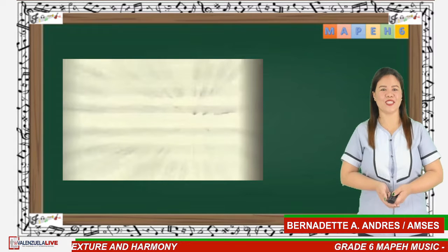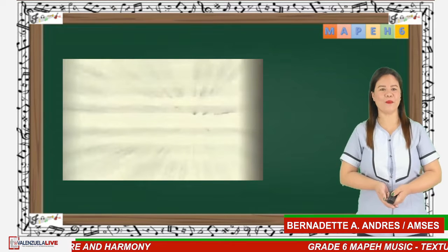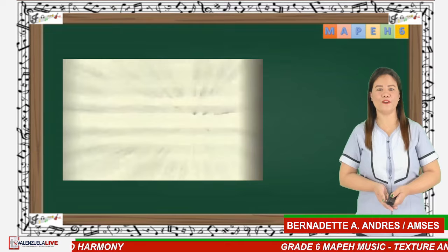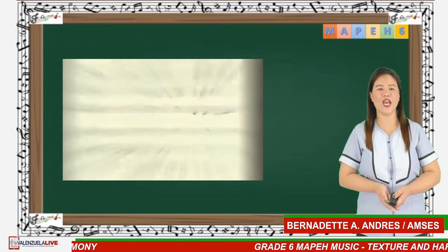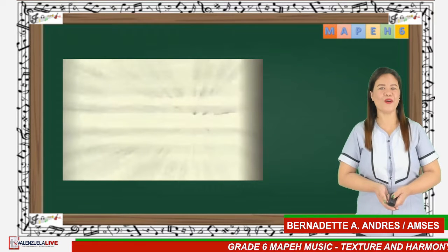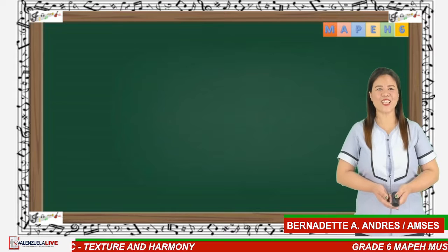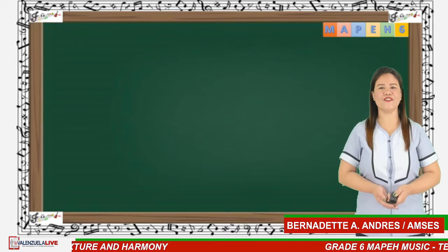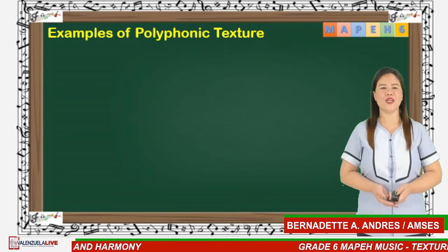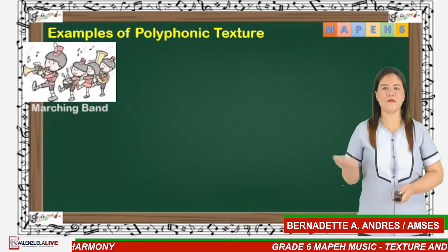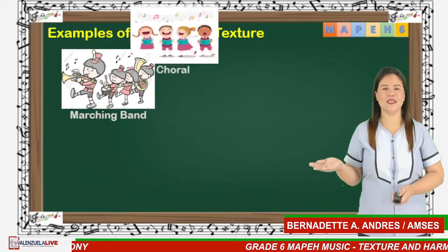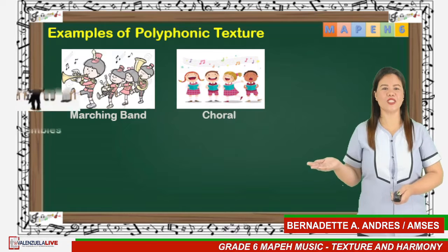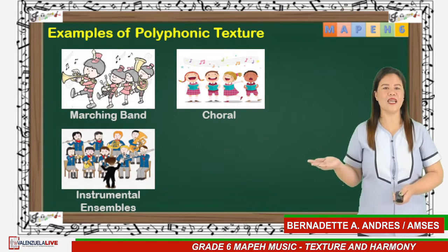If your answer is, it has the complex sound compared to monophonic and homophonic, you got it. You are correct. Polyphonic texture is also used in different examples. There are the following: marching band, choral, instrumental ensembles, round song.